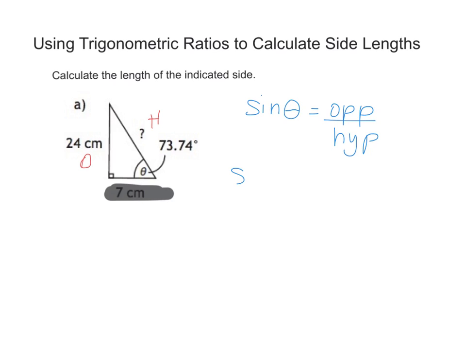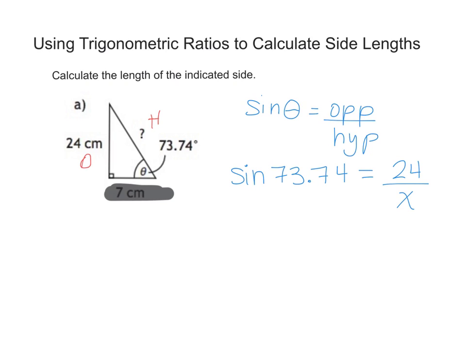I actually know what theta is, the angle. It's 73.74. And I know what the opposite side is. It's 24. And I'm just going to put an X for hypotenuse because that's the thing that's unknown. That's what I want to find. Next thing we need to do is solve for X.